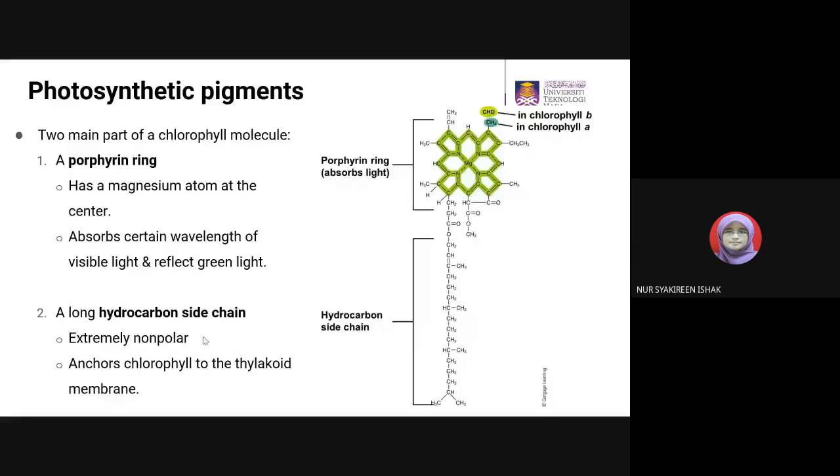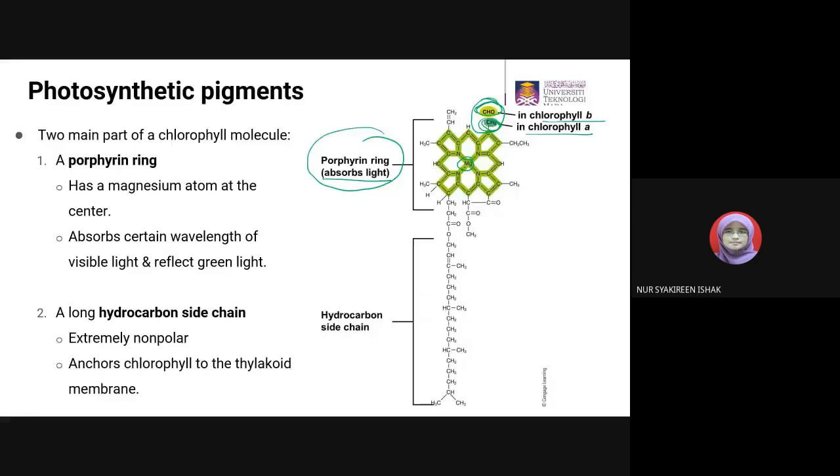Okay, so this is the structure of chlorophyll molecule. So dia ada porphyrin ring kat atas ni. Okay, so this is the region to absorb light. Beza antara chlorophyll A dengan B adalah dekat dia punya side chain tepi ni. Kalau chlorophyll A, dia akan ada CH3 methyl group. Kalau chlorophyll B, dia ada CHO. Dekat tengah-tengah tu ada magnesium lah kan. So beza antara A dengan B ni je dekat dia punya side chain tepi ni.